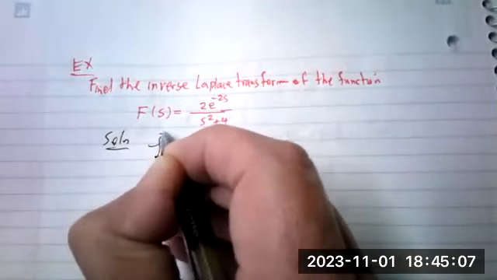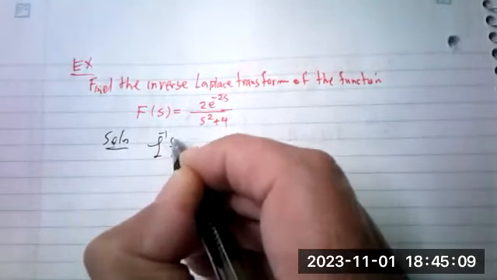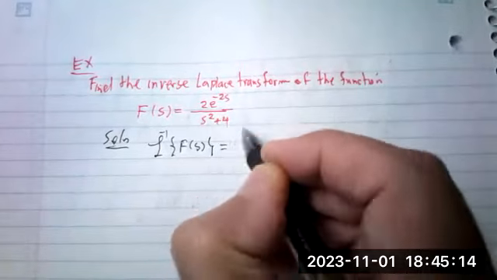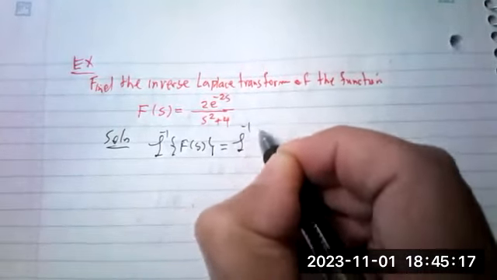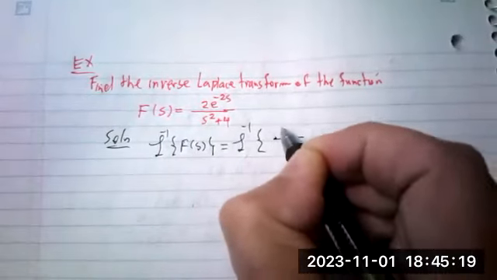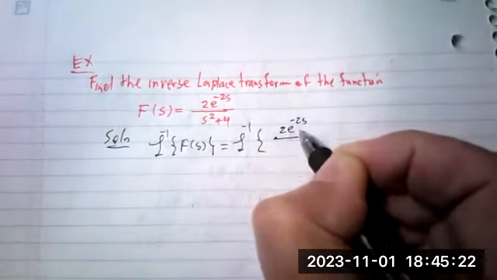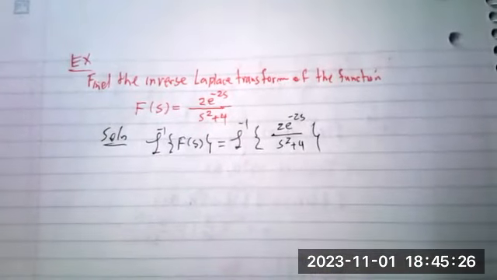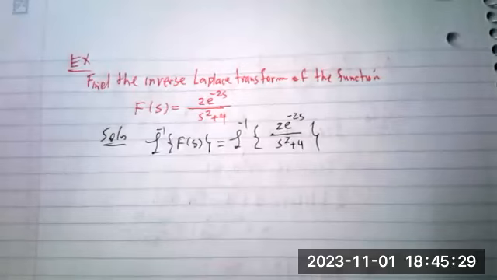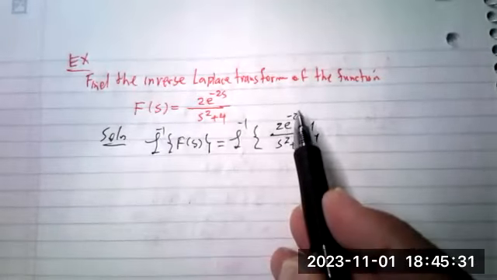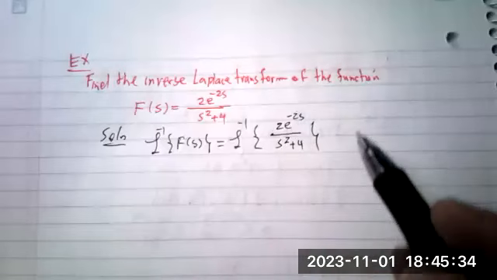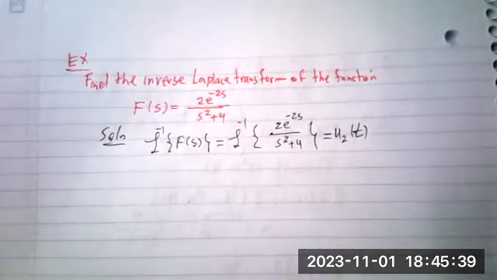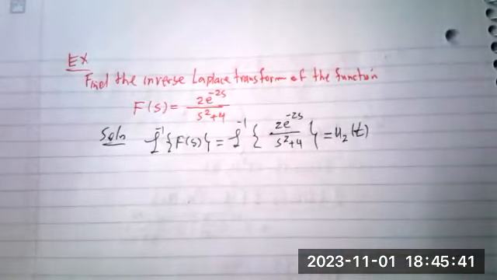So you want to find the Laplace inverse of this function F of s, which is the Laplace inverse of 2 e to the negative 2s over s squared plus 4. You know that 2 is a number, you can keep it on the top or put it down. Because of e to the negative 2s, you are going to have u2t. What should be the rest?